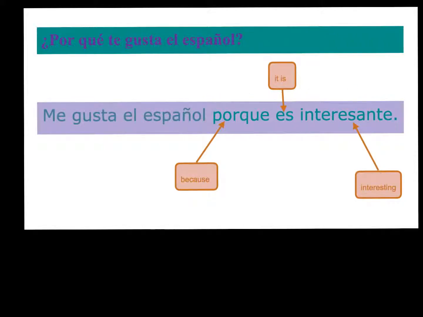Porque es interesante, which requires us to use the word for because, the third person singular of the verb to be, it is, and an adjective, interesante. We remember that adjectives ending in E have the same form in the masculine and feminine singular. So with el español we'll get interesante. We'd also get interesante with la historia, or la religión, or la geografía. Me gusta la historia porque es interesante.